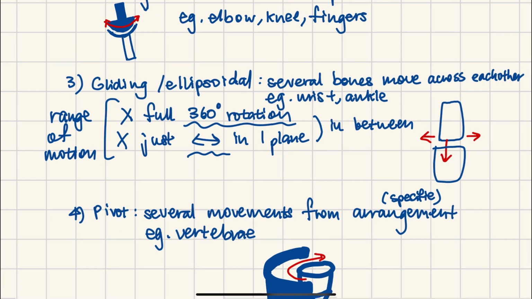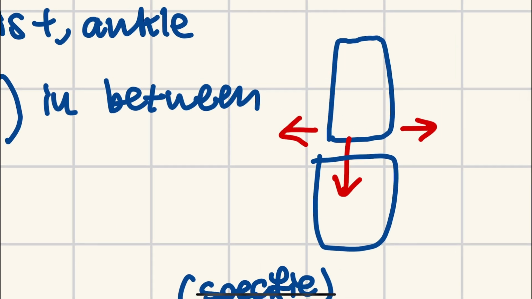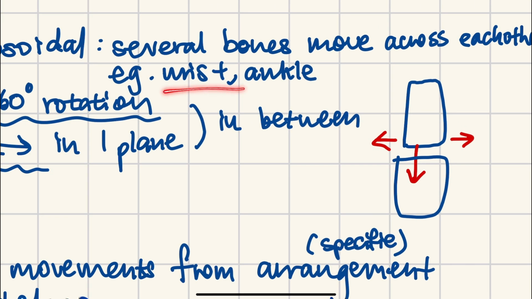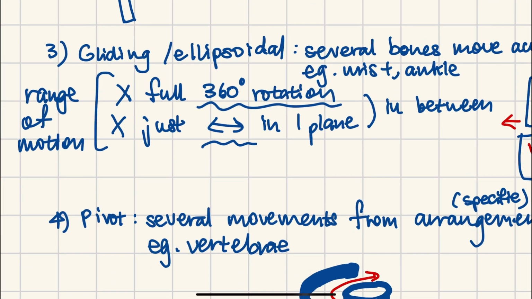Next, we have the gliding and ellipsoidal joint. This is when several bones move across each other. This means that this bone over here and this bone would be able to glide across each other in order to generate movement. An example of this is the wrist and ankle. The range of motion for this would be between the hinge joint and the ball and socket joint.